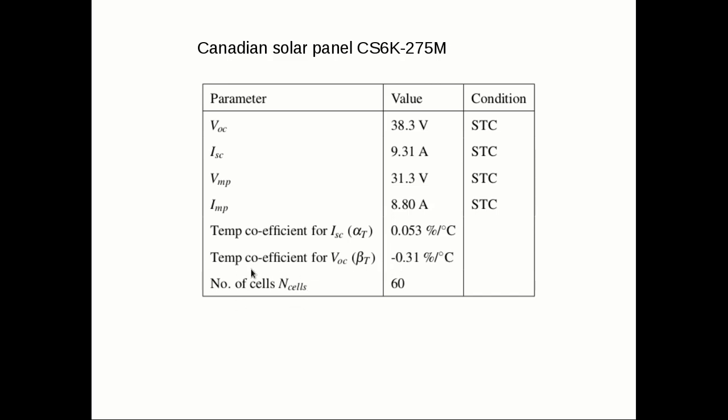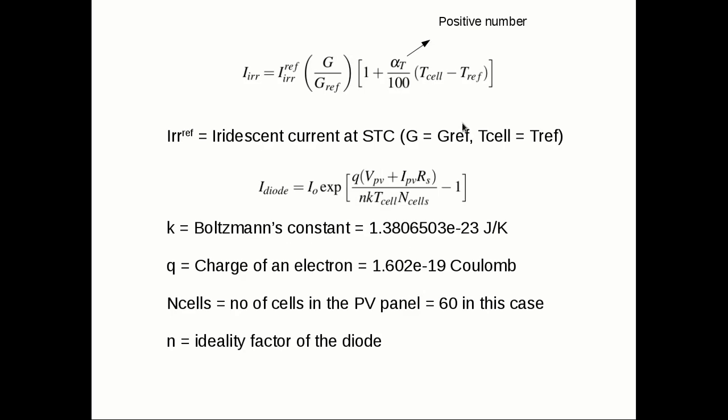And last, it is the number of cells. This is a manufacturer specification. There is nothing else to know about. It's 60 cells in the module. That's it. So now let's start with the equations. The first equation is that of the photocurrent or the irradiance current. So that's given by this equation.